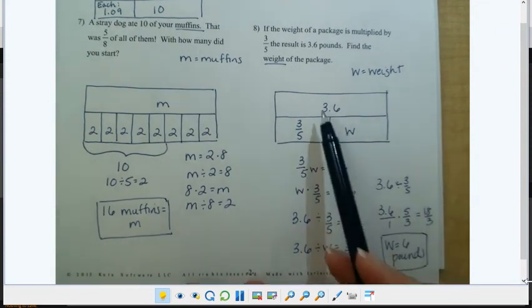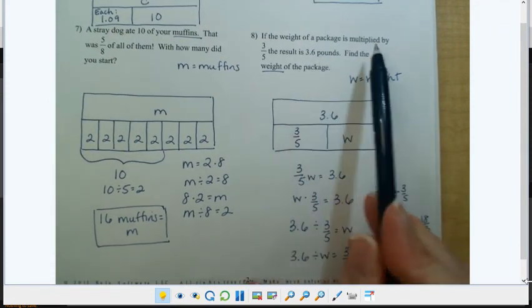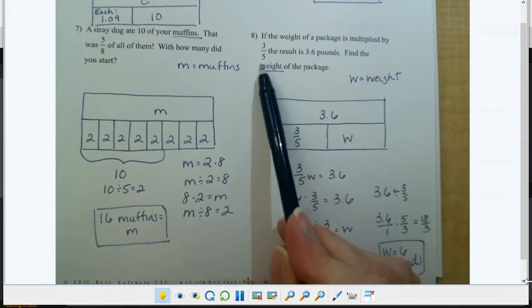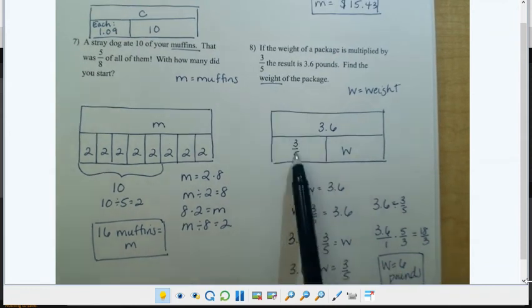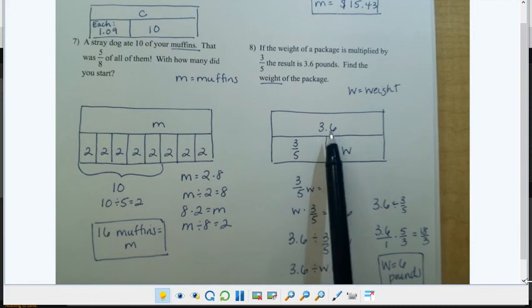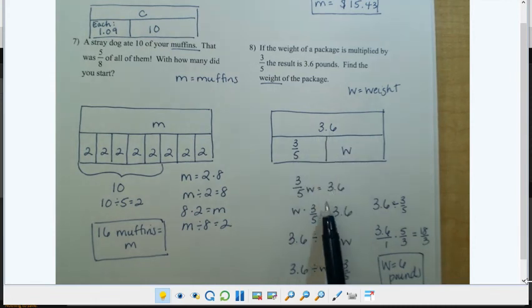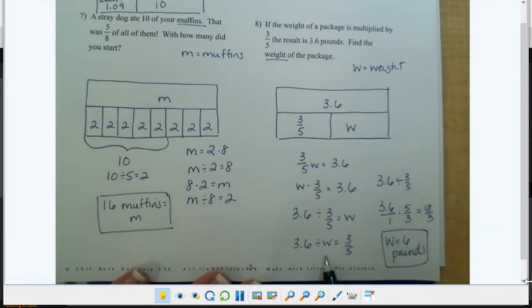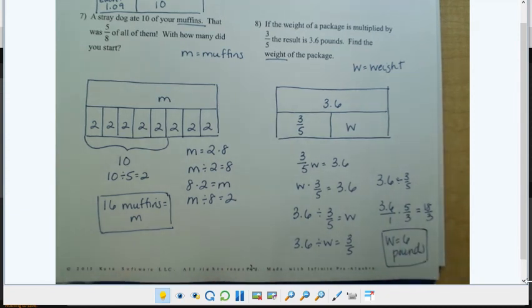And then for this one, I'm multiplying 3/5 times the weight to get my total. So this one is multiplying. So these are my possible equations. And then how I convert to flip, keep, change, flip, and get 6 pounds. So those are some word problems with tape diagrams.